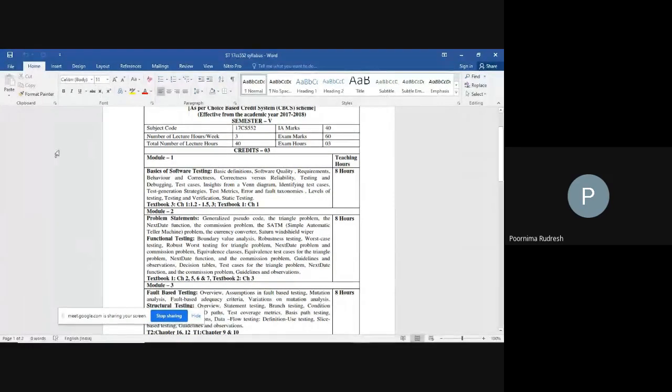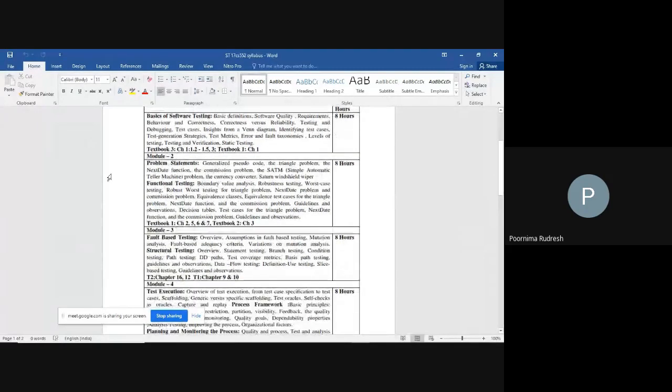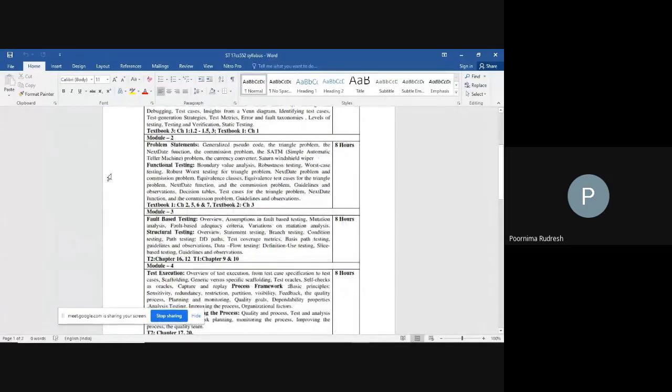And in the second module, you are going to study about the problem statement and functional testing. So these topics are taken from textbook 2 and textbook 1. So chapter 2, chapter 5, chapter 6 and chapter 7 from textbook 1 and chapter 3 from textbook 2.